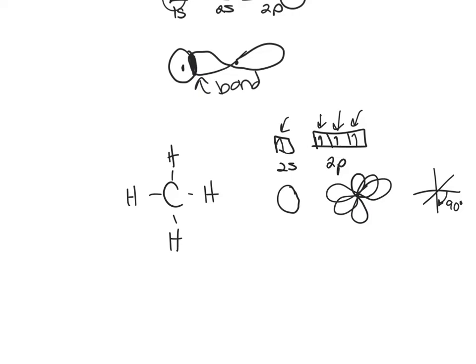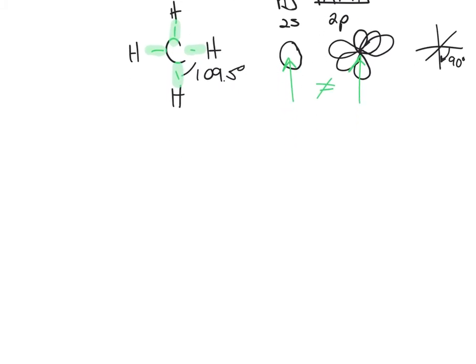Well, what do we know about this? Well, VSEPR says that these are 109.5 degrees apart. And we know that each of these bonds, this one, this one, this one, and this one, are all exactly the same. They're all equivalent. And it would suggest that if I had an s overlap versus a p overlap, that would not be equivalent. So there's something wrong here. There's something about this model of these orbitals overlapping that doesn't completely work.